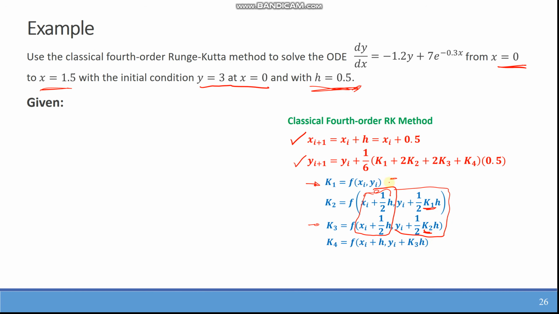So it is easy once you solve k1, substitute it here, solve k2, substitute it here, then solve k3. For k4, it is no longer 1/2 k3. This is just k3. So let's start with our evaluation.